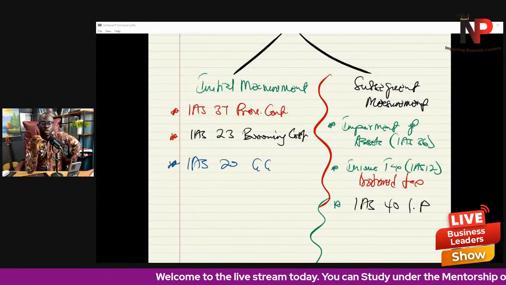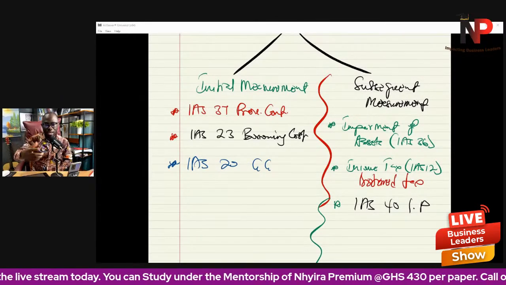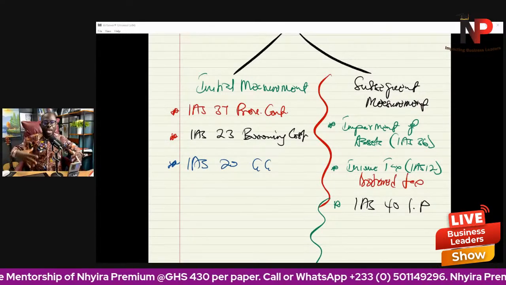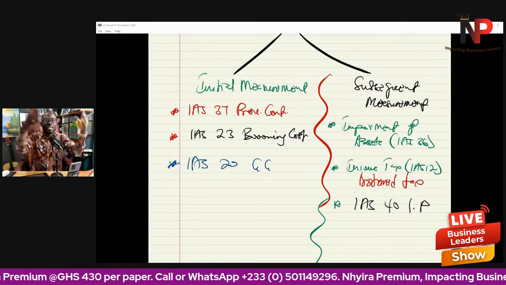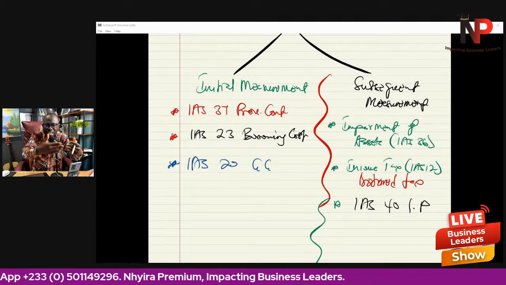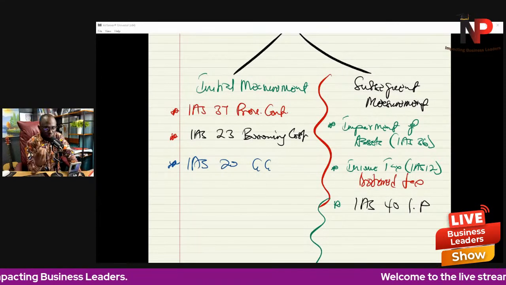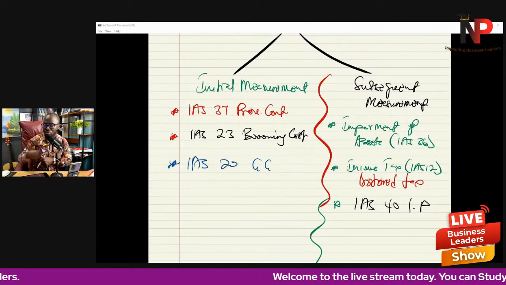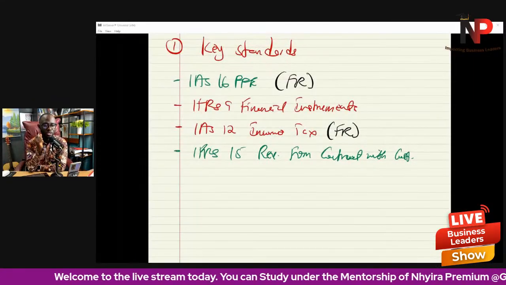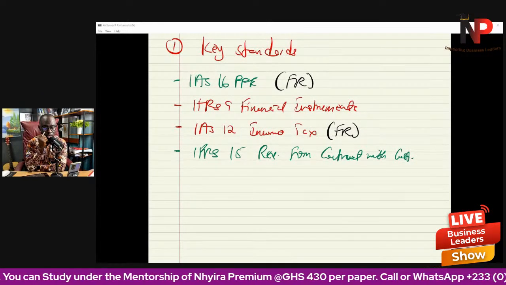And let me tell you this, when you're taught the standards this way, the standards become really lively, because you end up enjoying and appreciating them, because you realize that, oh, okay, these guys are not on their own. They are interrelated, they are interconnected, and they bring the standards to life to enable you to really prepare to pass the examination. So that's IAS 16. We need financial instruments. We need IFRS 15, revenue from contracts with customers as well.